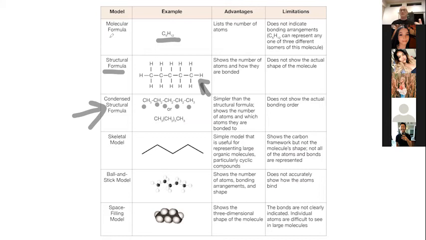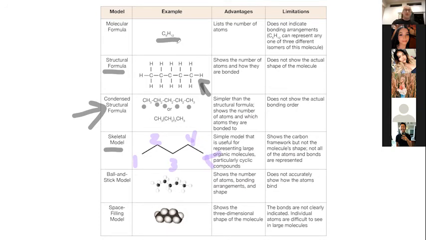Now, the really simple way of showing it is what's called a skeletal model. In a skeletal model, we just show the carbons. That's it. We don't even include the hydrogens. So this just says that there is 1, 2, 3, 4, 5 carbons, and that they're all attached in a line. And we just assume that the rest of the hydrogens are there.